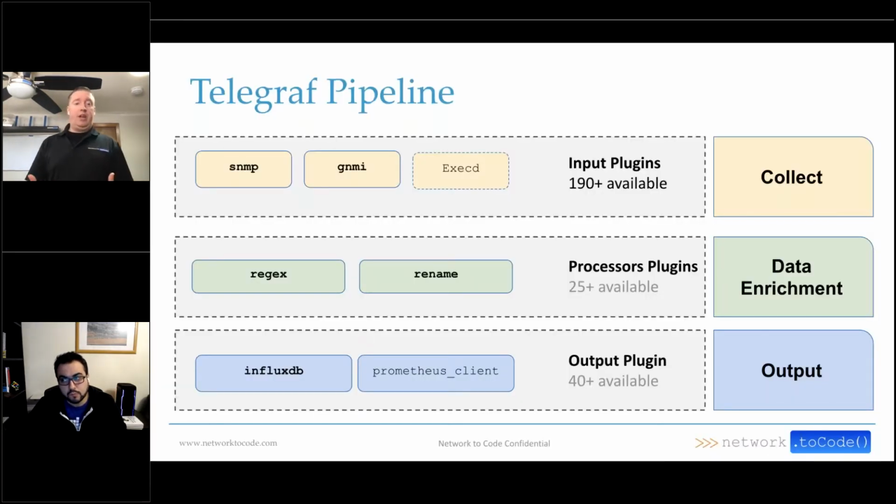So how do we handle that? Well, with the Telegraf pipeline, on the top, we've got SNMP and GNMI where we're collecting information. Take a look at the Telegraf documentation. There's over 190 available input plugins. Then going down the pipeline, we get into regex and rename. This is how we enrich the data. There are 25 processors available, and more. They keep on increasing. And then lastly, in this pipeline, we have an example of sending out to InfluxDB, and you can send it to Prometheus, out to a file, and many other places.